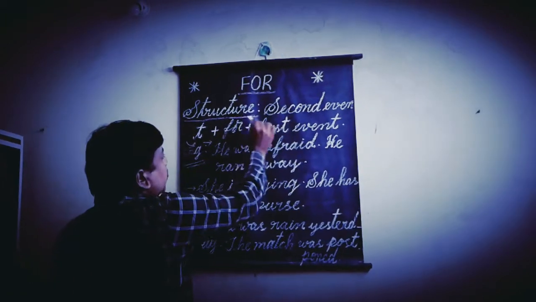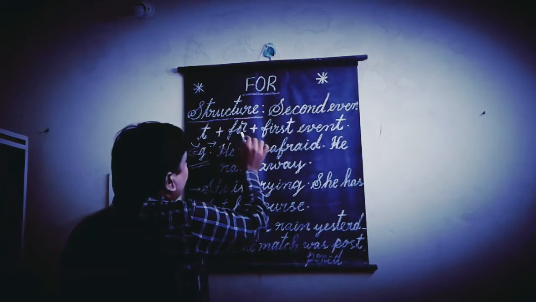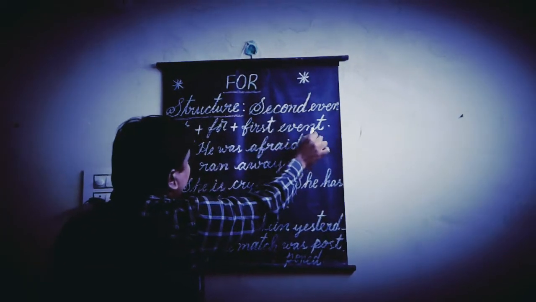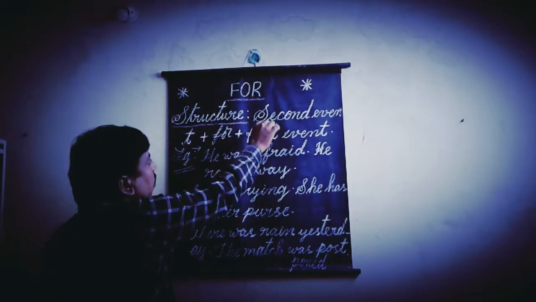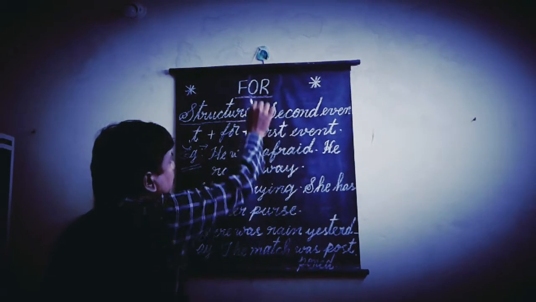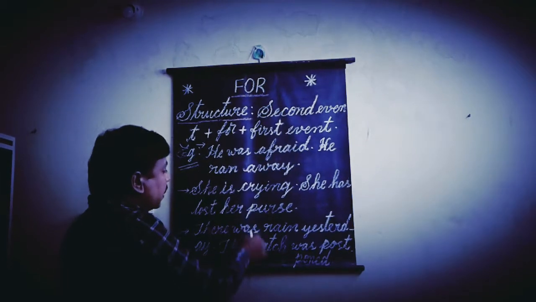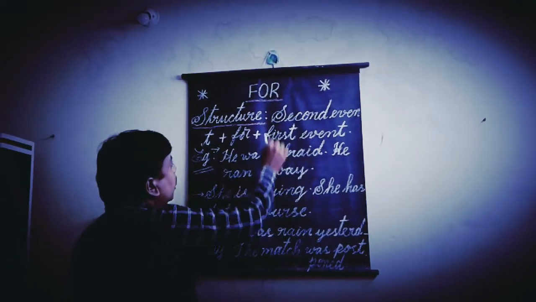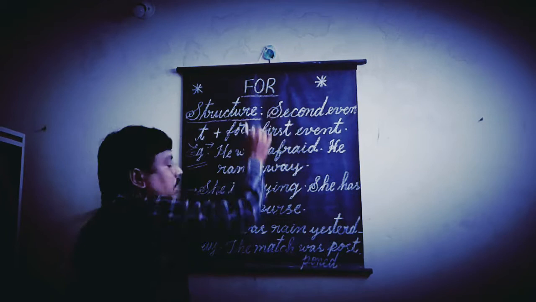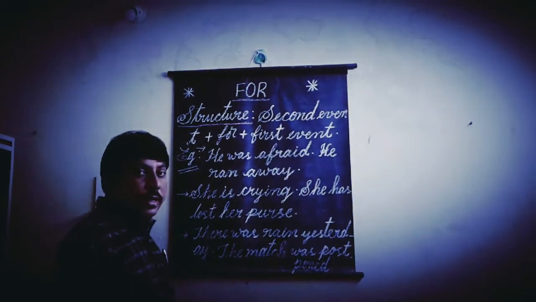For structure: second event plus "for" plus first event. This is the structure that we have to follow while connecting two events into one. Let us take some examples which are related to the conjunction "for", such as the coordinating conjunction.